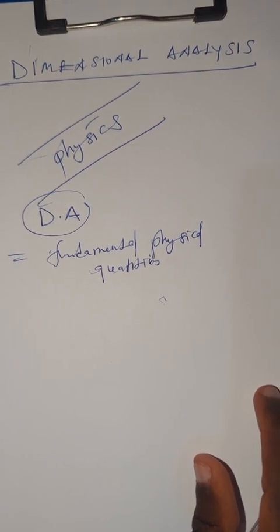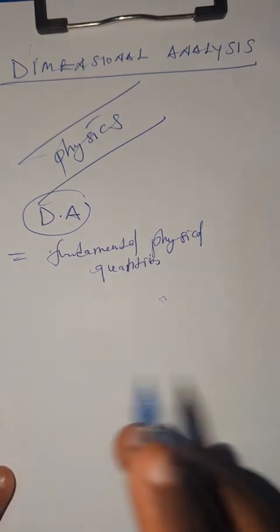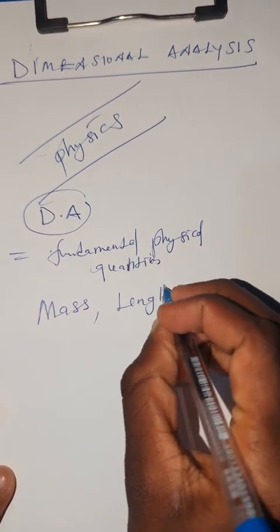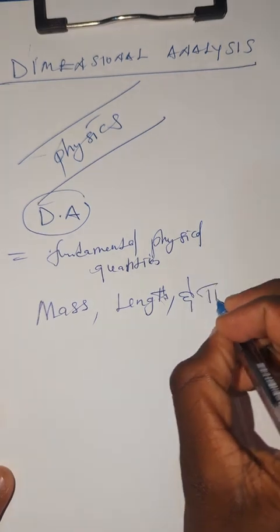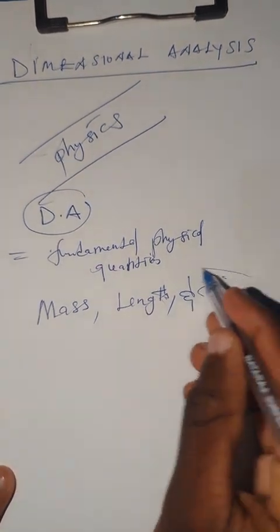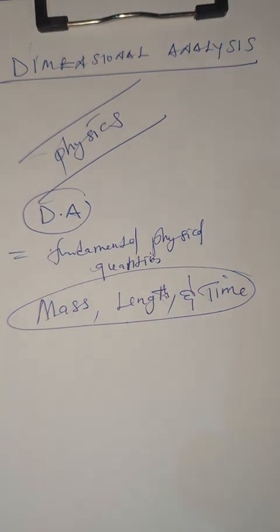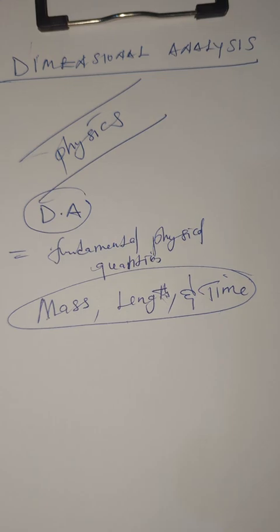The fundamental physical quantities we'll be dealing with are mass, length, and time under dimensional analysis. So these are the physical quantities we'll be dealing with. Before I give you dimensional equations, I want you to understand how to use dimensional analysis. It has uses, and it has limitations.